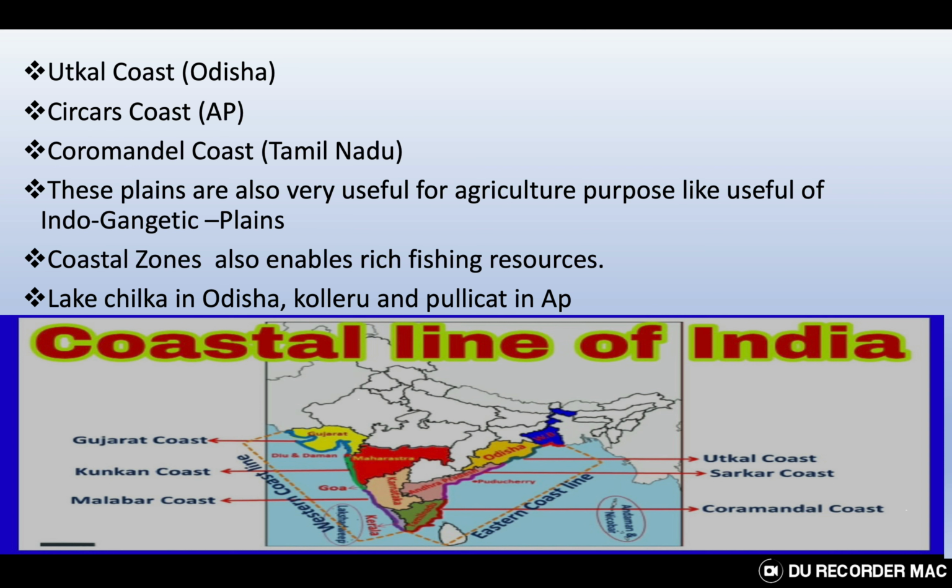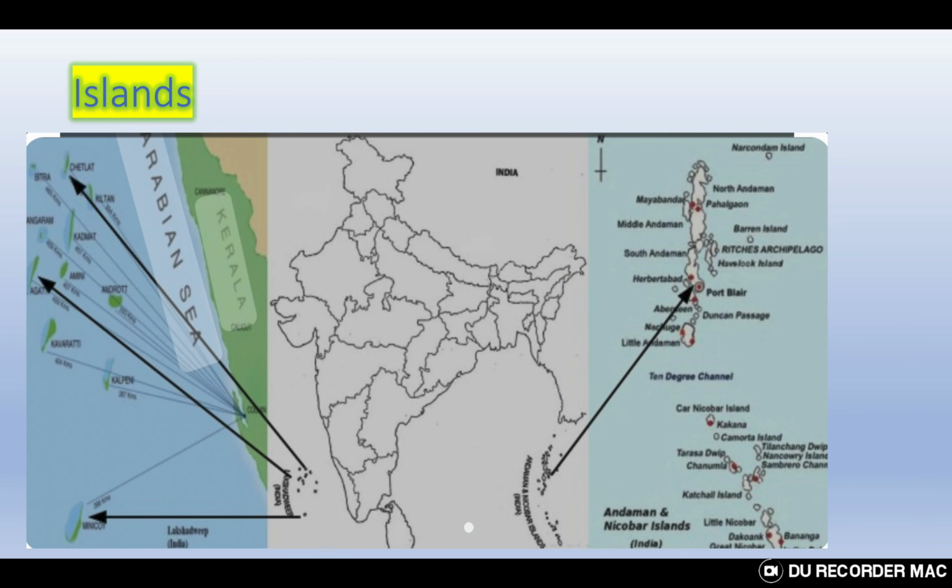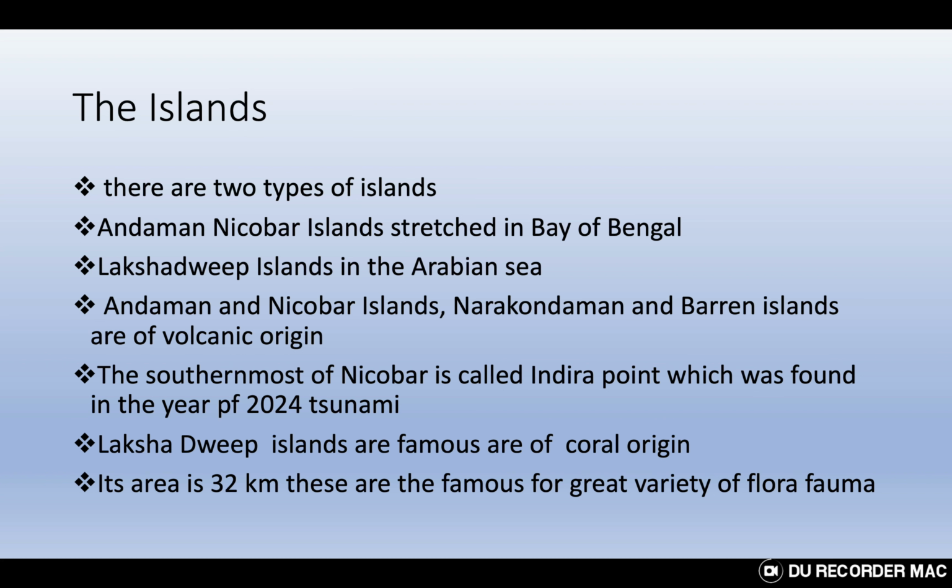Next are the islands. There are two types of islands in Indian relief features. The Andaman and Nicobar Islands stretch in the Bay of Bengal, and the Lakshadweep Islands are in the Arabian Sea. In the Andaman and Nicobar Islands, Narcondam and Barren Island are volcanic in origin. The southern tip of Nicobar is called Indira Point, which was submerged in the 2004 tsunami. The Lakshadweep Islands are of coral origin. Their area is 32 square kilometers. These are famous for a great variety of flora and fauna.